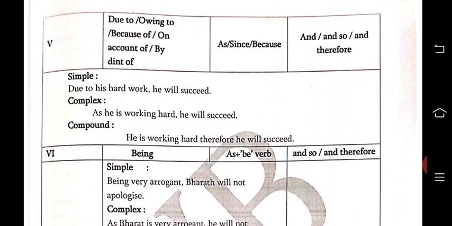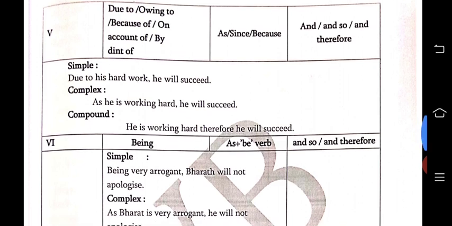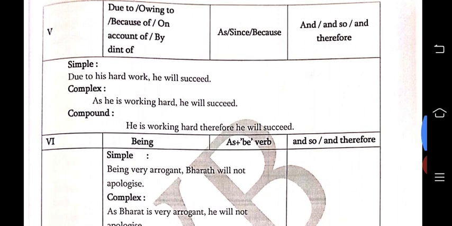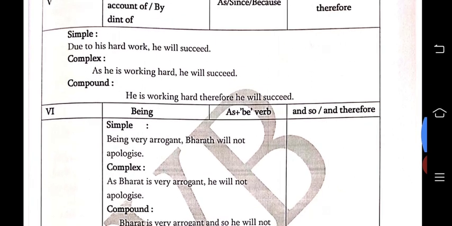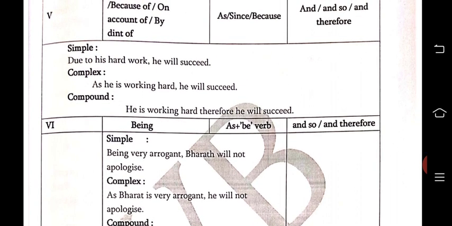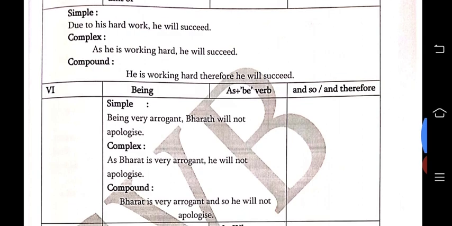Complex: as he is working hard, he will succeed. So make sure that when you change between simple and complex sentences, the sequence should change according to the clause, because here we should not write "work hard". We should write "as he is working hard, he will succeed." So one present and one future. Got it or not? One side we should have present and one side future. Okay. Likewise we are writing.